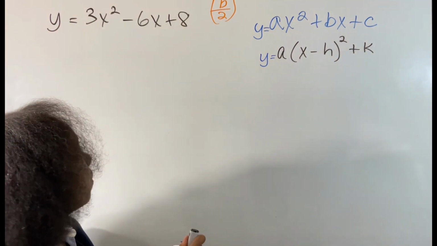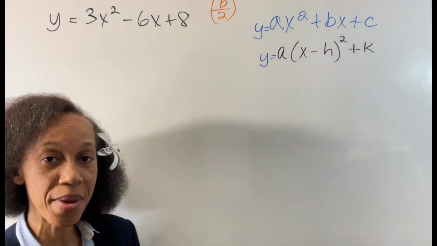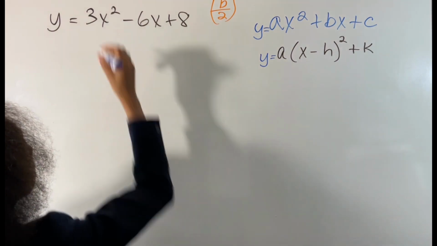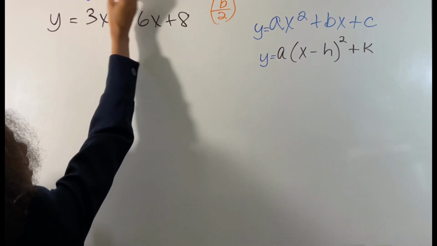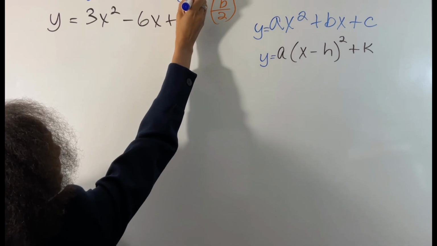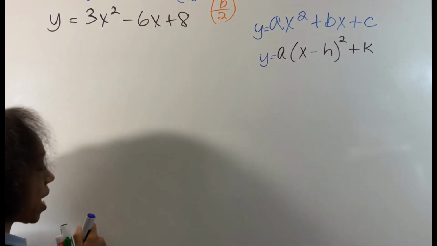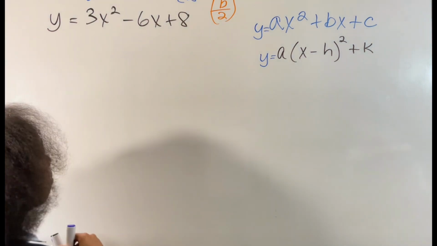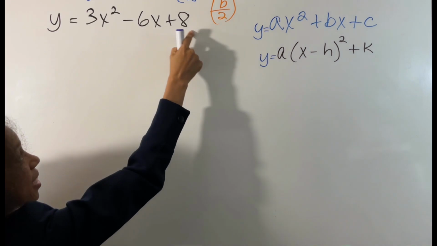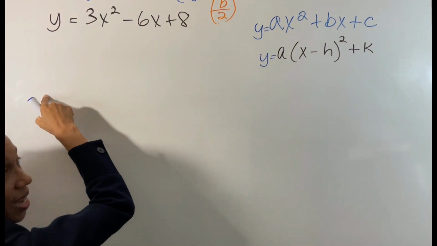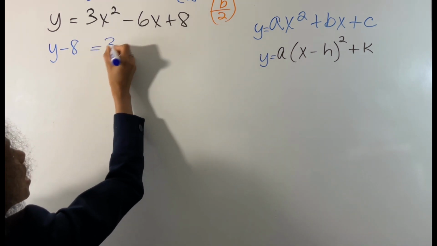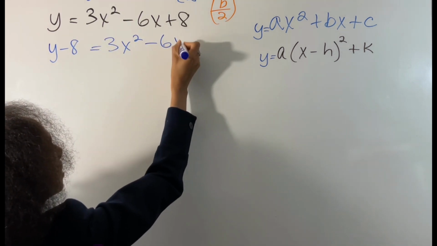This given example that I'm going to change from standard form into the vertex form, you will notice here that your a value is 3. So this is your a equals 3. Your b value is negative 6. And your c value is 8. So we are going to follow the same format again. Step 1. We are going to bring that 8 over to the other side. And because it is positive, it is now going to be negative on this side. So you have y minus 8 equals 3x squared minus 6x.